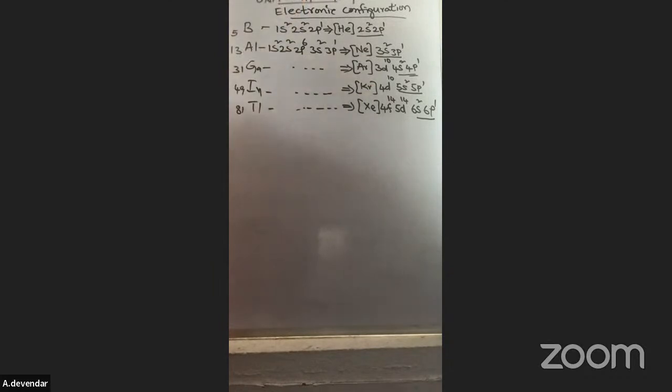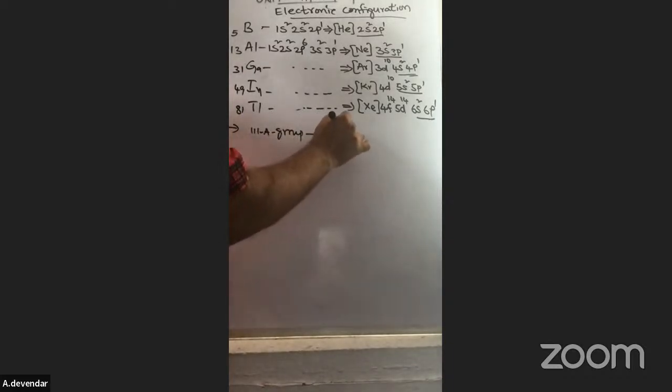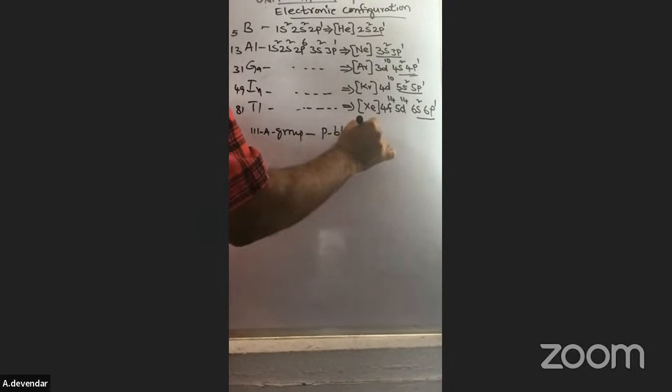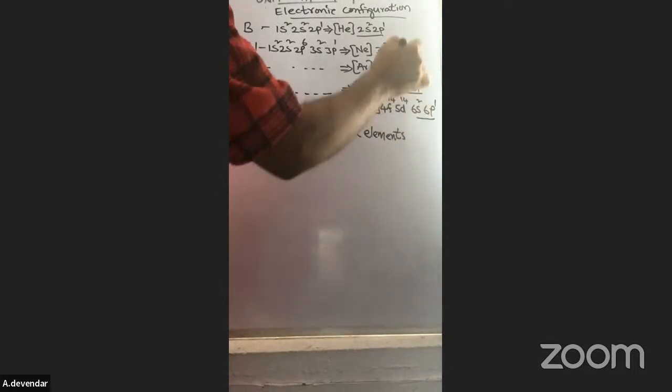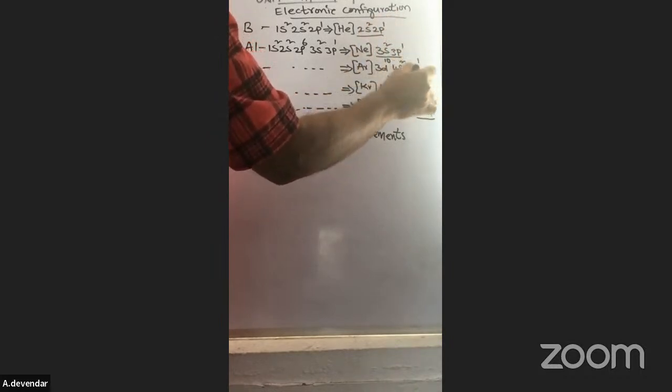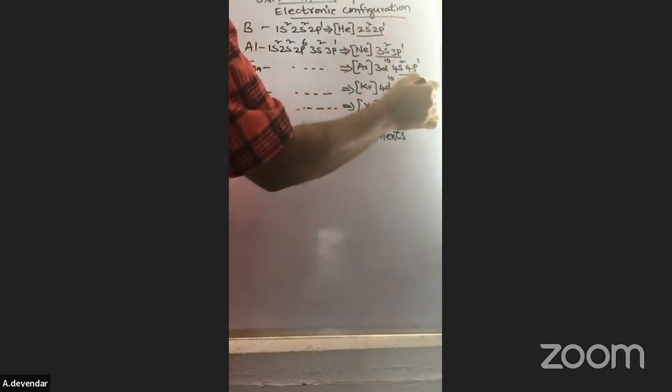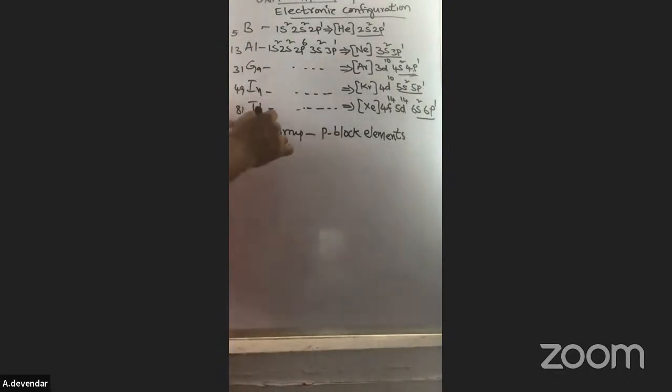Now you can conclude from this that the third group elements belong to the p block. The first question: the third group elements belong to p block elements. Why are they called p block elements? Because the last electron enters the p orbital only: 2p, 3p, 4p, 5p, 6p. That's why the third group elements are called p block elements.